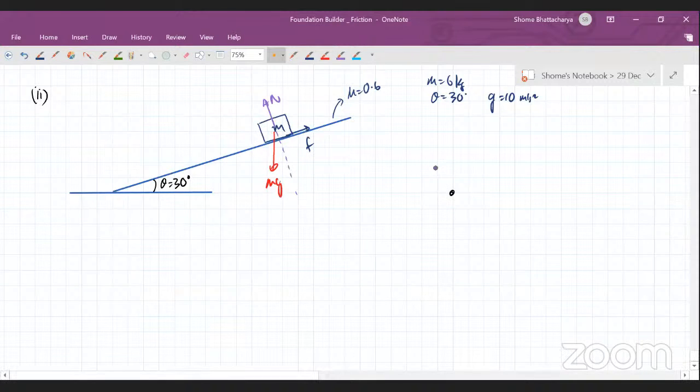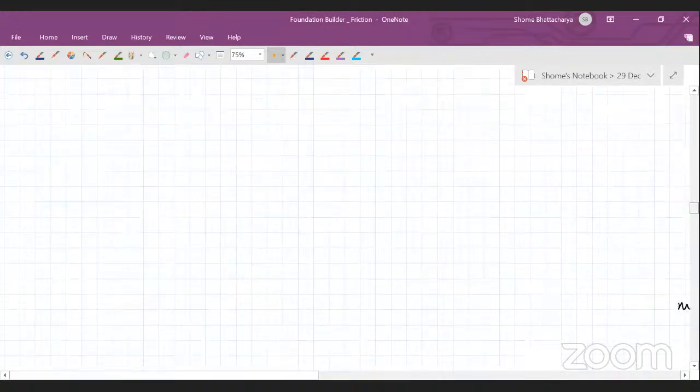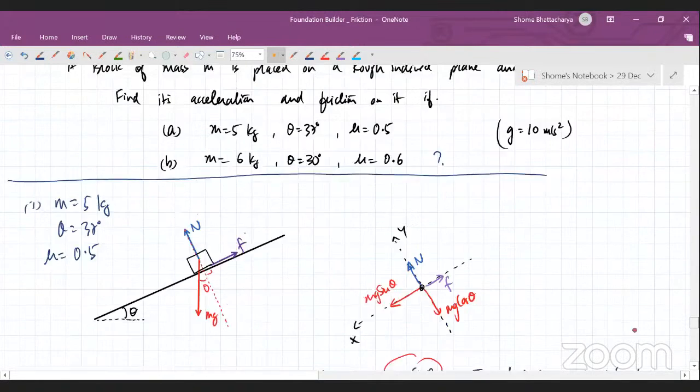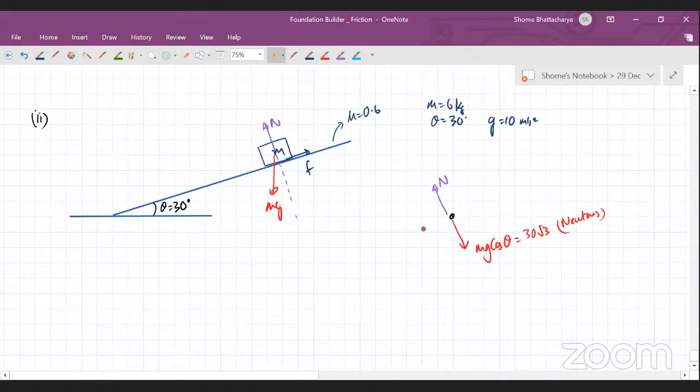So we can see that this time the normal reaction will be equal to how much? It will be mg cos theta. So that will be 30√3 newtons. Taking the values correctly, I hope. Yeah, 6 kg, 0.6, whereas the tangential component of weight will be 30 newtons.